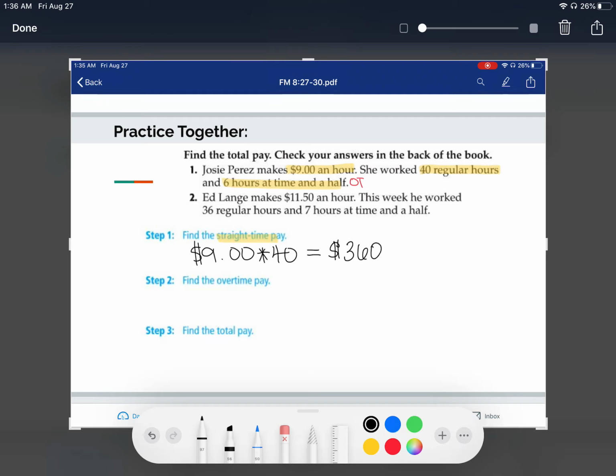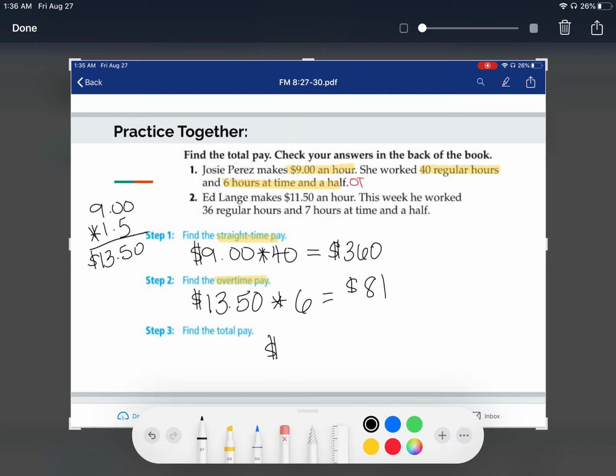Next, we have to figure out her overtime pay. Now, remember, for overtime, our pay rate should increase. She's not making $9 an hour anymore. Her pay rate is going to increase by 1.5. So we have to figure out what 9 times 1.5 is. That's her new pay rate, $13.50. And it tells us that she works 6 hours of overtime. That gives her a total of $81.